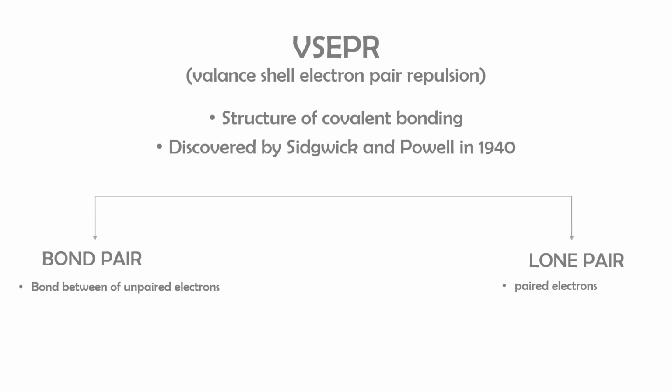Now, when we are talking about the structure, we know that there are two kinds of pairs present in a molecule. These can be a bond pair or a lone pair. A bond pair is a pair between unpaired electrons. Suppose we are talking about hydrogen: this is one atom of hydrogen, this is another. Hydrogen has one electron each, and the bond between these two will be known as a bond pair. So it will make H2.